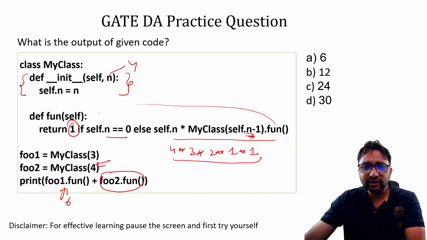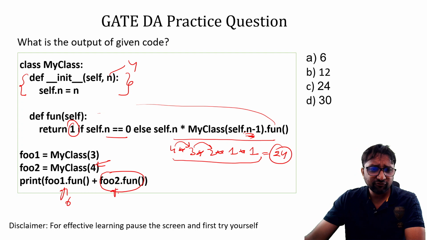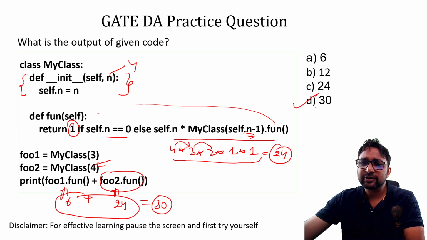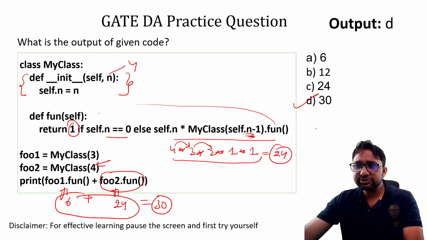So the value over here will be 4 into 3 is 12, into 2 is 24. So we get 24 over here. And if we add them, we get 30. So 30 must be the answer, so D must be the answer over here. Let me check. Yes, D is the right answer over here.